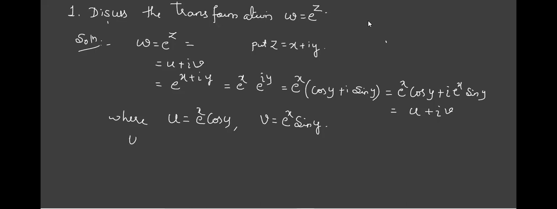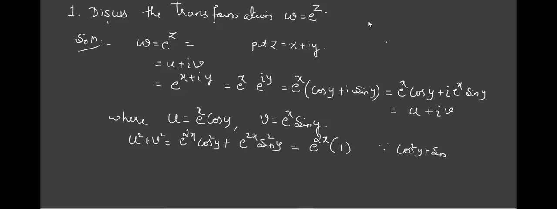So let us just square it and add. If I square this, it is e raised to 2x cos square y plus e raised to 2x sin square y. Here e raised to 2x is common. What remains in the bracket? Cos square plus sin square. The value is 1. Finally, what you are getting is u square plus v square is e raised to 2x. I'll call this equation 1.